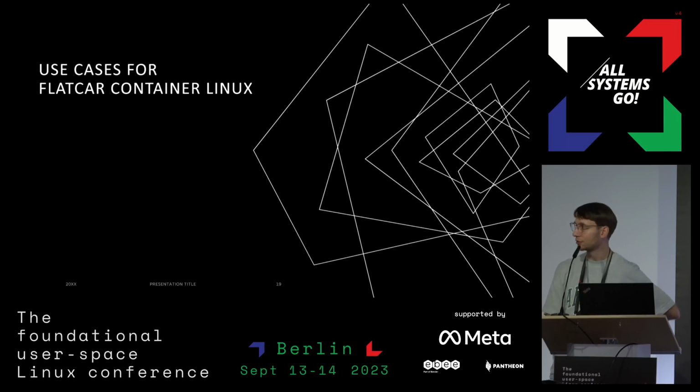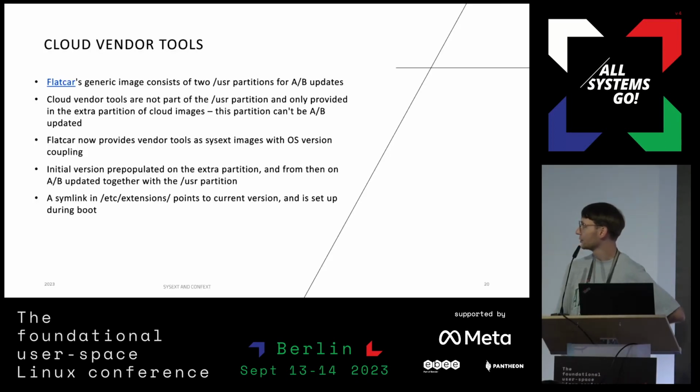Now 3 scenarios from Flatcar Container Linux. So it's an image-based OS with AB updates for the read-only /usr partition. And our generic image only has this /usr partition. But it's not enough for some cloud environments. They want to have their special cloud vendor tools and service running and so on, which we don't want to be part of the generic image for size reasons, for example. And that's why there used to be a way of putting these on the OEM partition in CoreOS Container Linux.